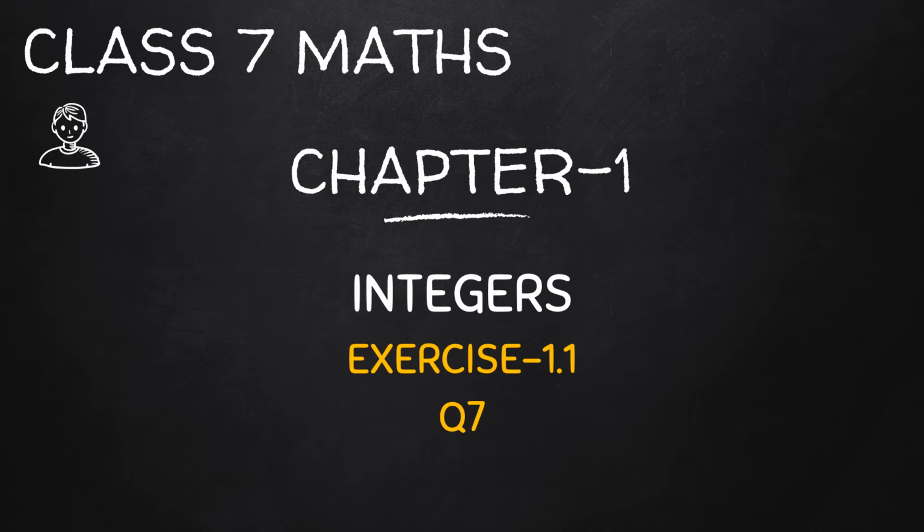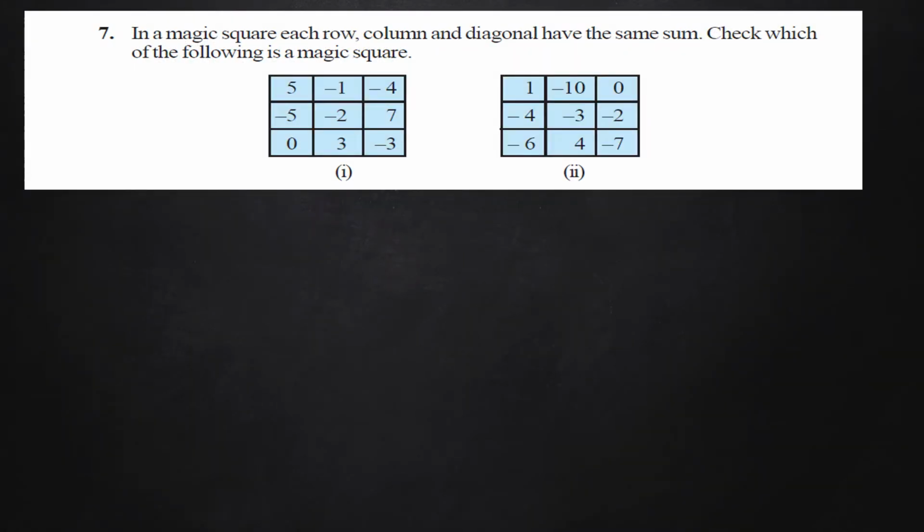In this video, let us learn about how to solve question number 7 of exercise 1.1. In this question, the question is about a magic square. In a magic square, each row, column and diagonal have the same sum. Check which of the following is a magic square.